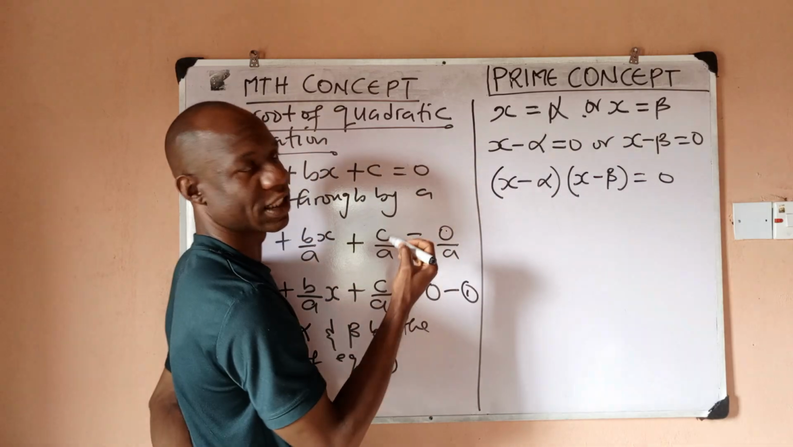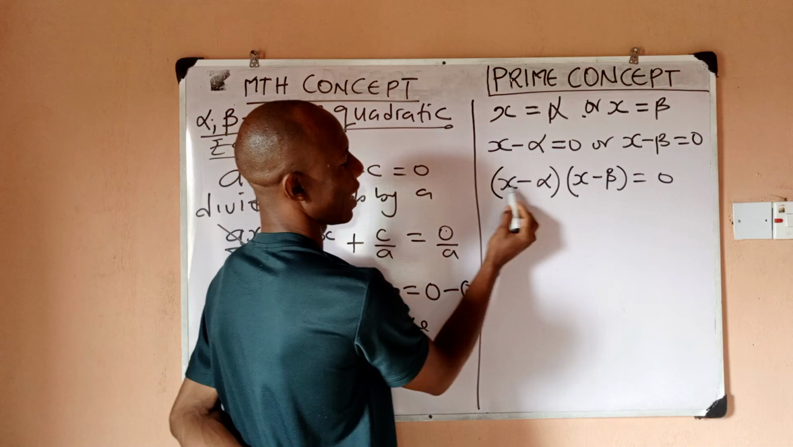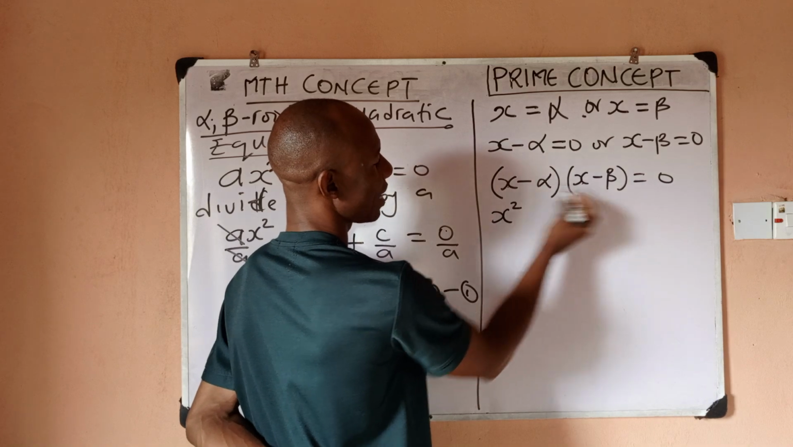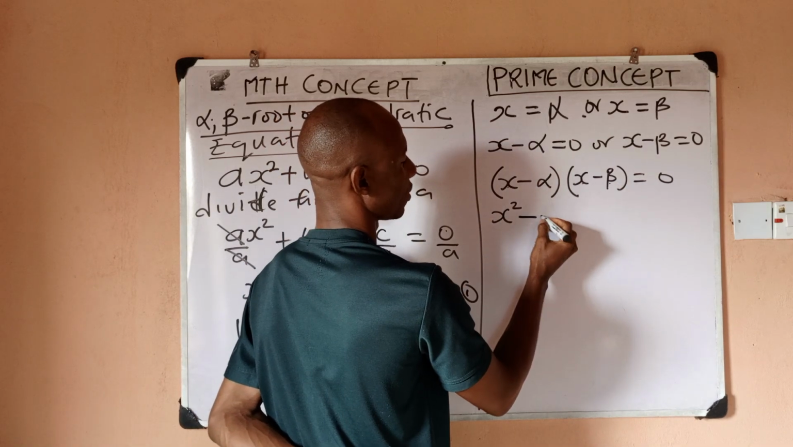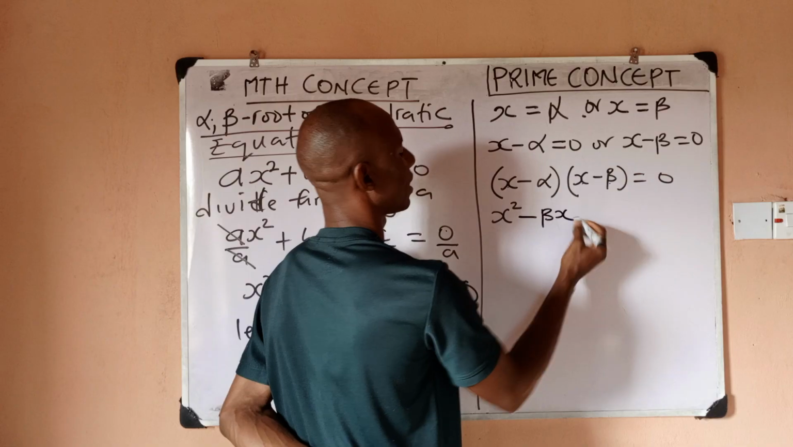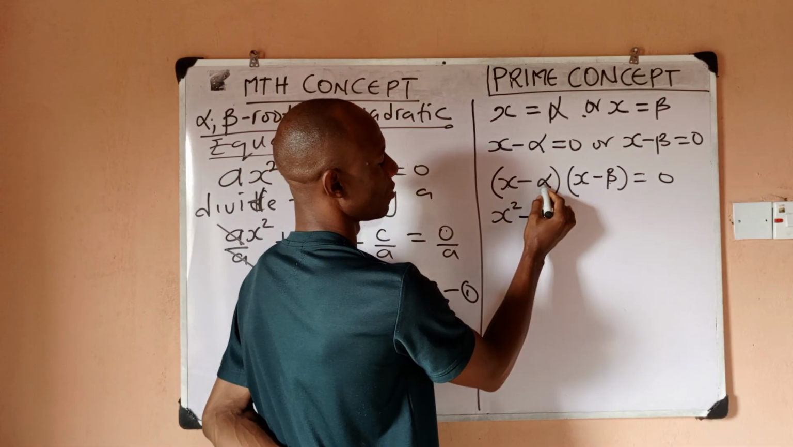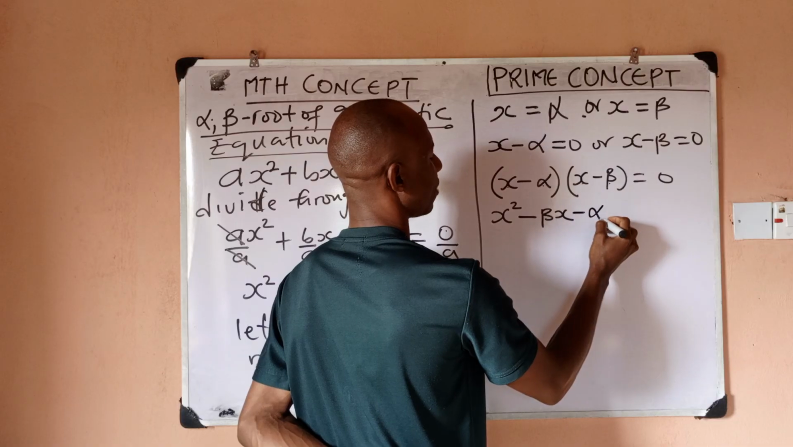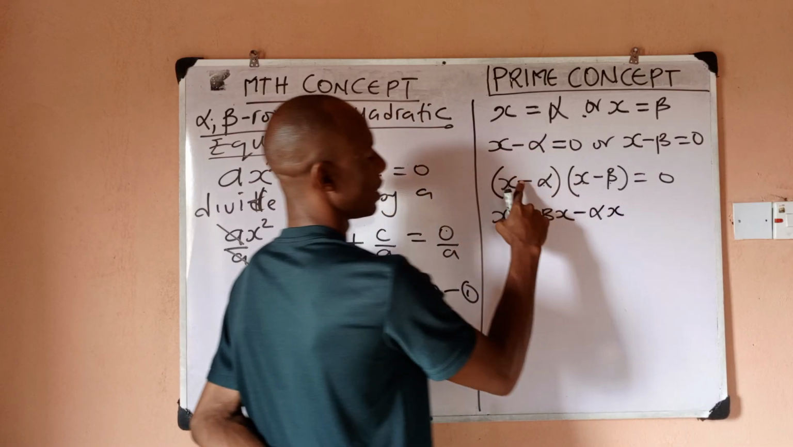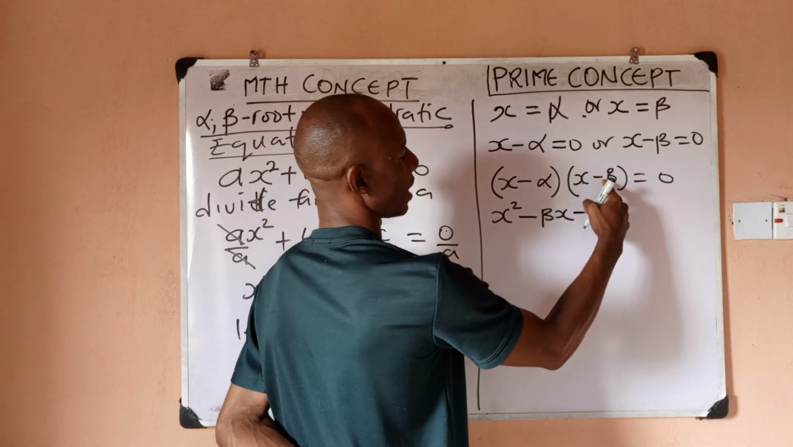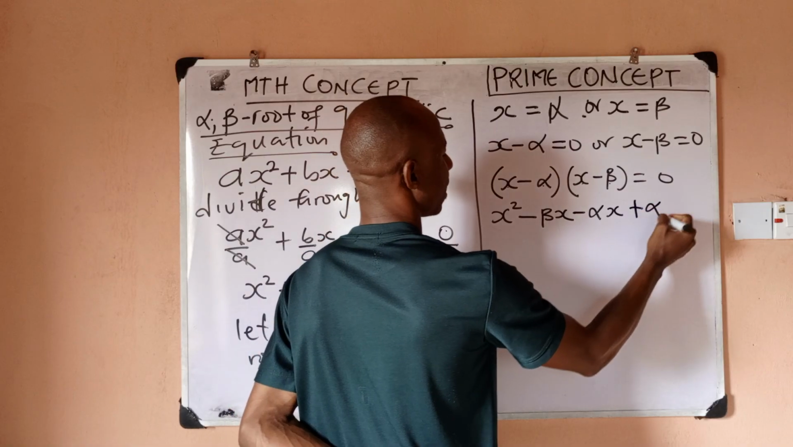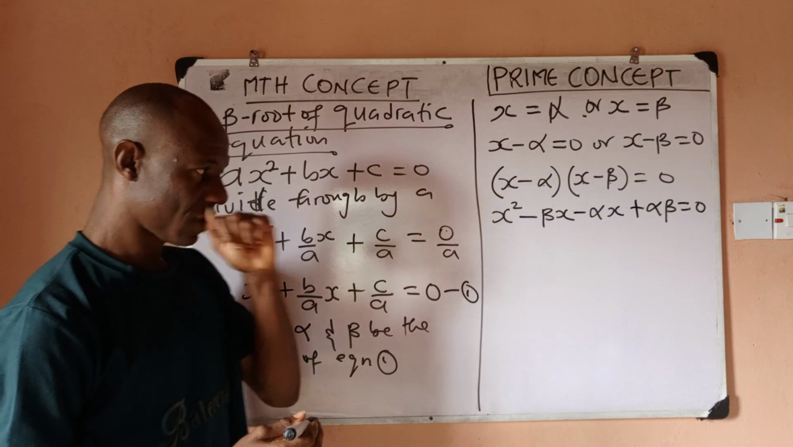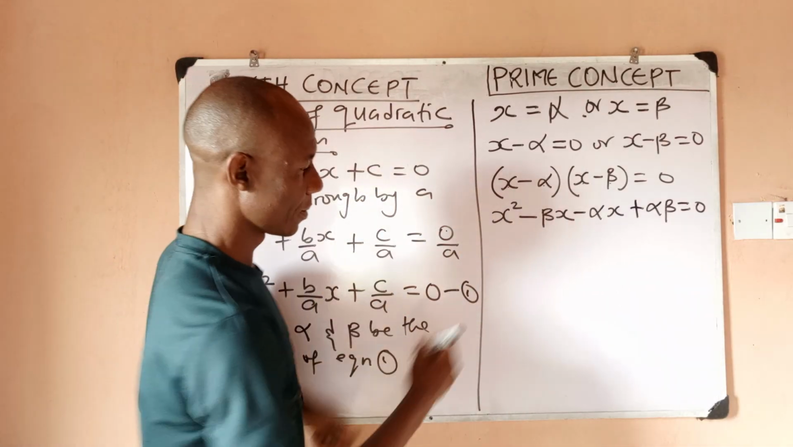If I carry out this expansion, let's see what we have. X times x would give me x squared. X times this would give me minus beta x. Now I'm done with this, so I'll go for this. Minus alpha times this would give me minus alpha x. Then minus alpha times minus beta would give me plus alpha beta. Now set this to what? 0. Very quickly, I want to rearrange this.